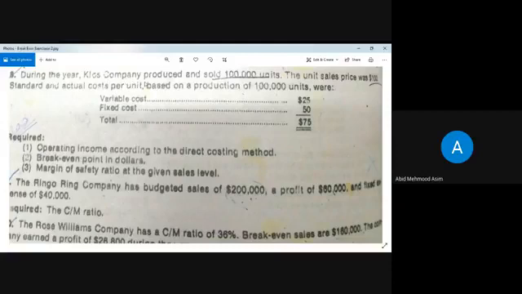K company produced and sold 1 lakh units. At this level of production, we will have our income statement through the direct costing method or marginal costing method. Then after presenting the operating income according to the direct costing method, we have to calculate the break-even point in dollars.